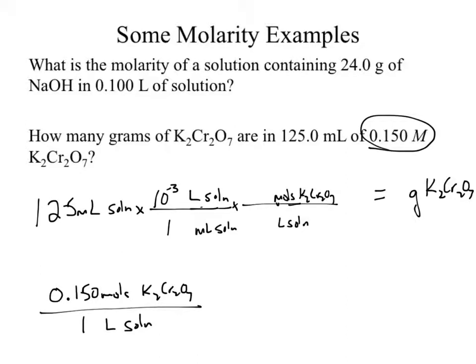What number shows up in front of moles? 0.150 over 1 liter. What unit are we now in? Careful, and just because you're up front, you're going to get called out on it. What units are we in? Not moles. Not moles per liter, true. Milliliters cancel, liters cancel. We have just moles.